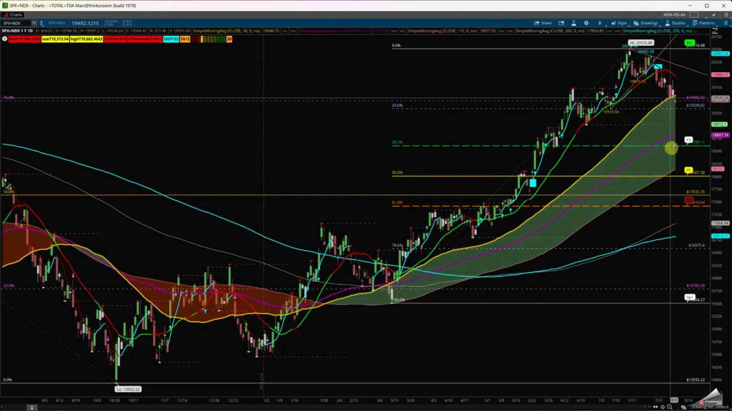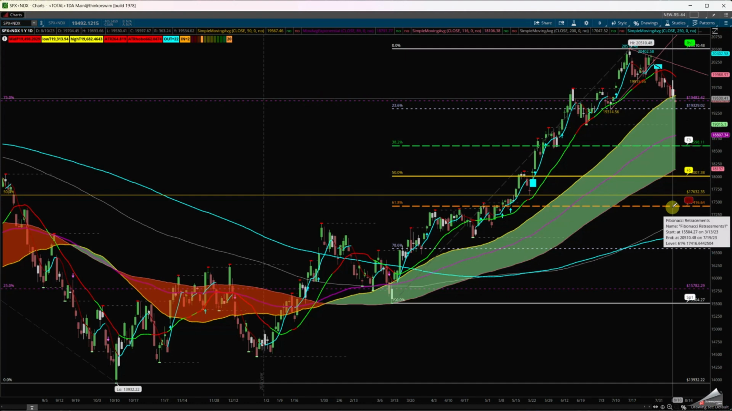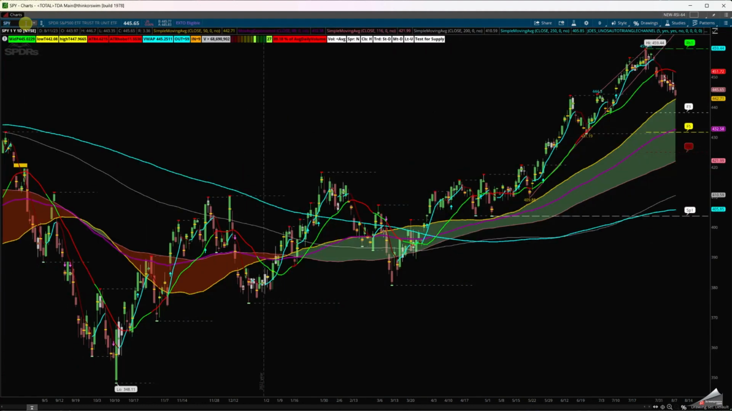Coming back even to the 38% or the 23, usually they act as support and resistance, 50 and 61 for big bounces. So we trade what we see, not what we think. Let's do one on the SPY by itself, or an equity. SPY, which is the ETF for the S&P 500.